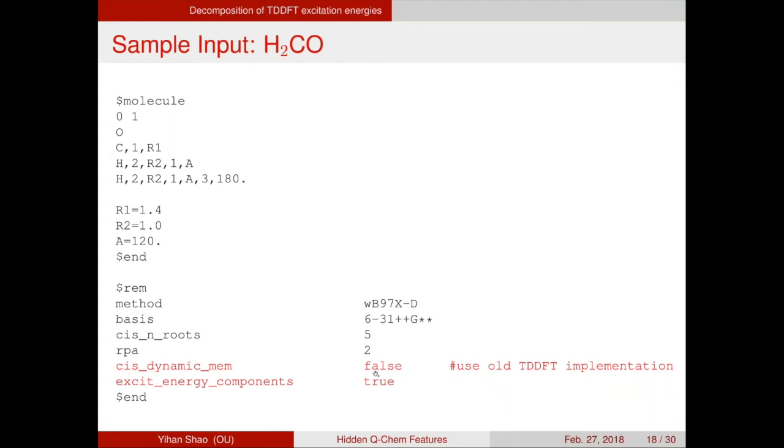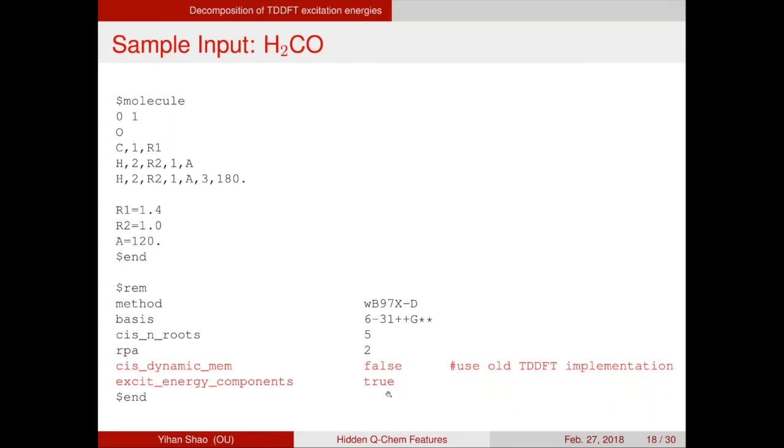The current implementation of TDDFT is a more advanced version developed by my colleague Zixiang Yu, who is in the audience. If we want to decompose the time-dependent density functional theory excitation energy, we have to use the older version of Q-Chem, and I need to find time to implement it within the new framework. So this is the first line we need to add, and the second line is the main line: EXCITE_ENERGY_COMPONENTS set to true.